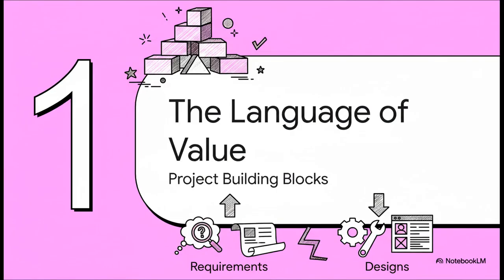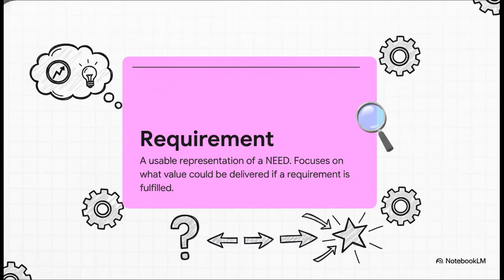First things first, to really get what a BA does, you gotta speak their language. And it all starts with two core ideas that sound similar but are totally different: requirements and designs. So, let's start with a requirement. The official guidebook for BAs, the BABOK guide, puts it perfectly. It's a representation of a need. It is all about the what and the why. What's the problem we're trying to solve here? Why is solving it even important? It's the whole reason for doing the project in the first place.